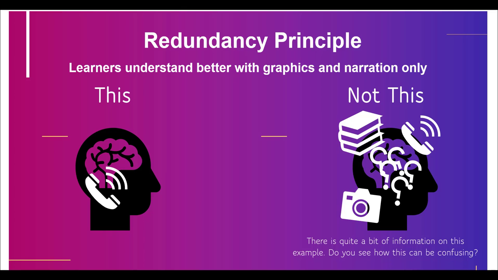Next, we go to the redundancy principle. And this is a principle that we experience quite a bit in higher academia. Redundancy focuses on how deeper learning occurs when lessons are explained by narration and graphics instead of narration, graphics, and on-screen text. If the narration and graphics are already visible, the extra material can confuse the learner, as you can see in this graphic here. The learner doesn't know if they should be listening to the narration, reading the text on screen, or looking at the graphics.